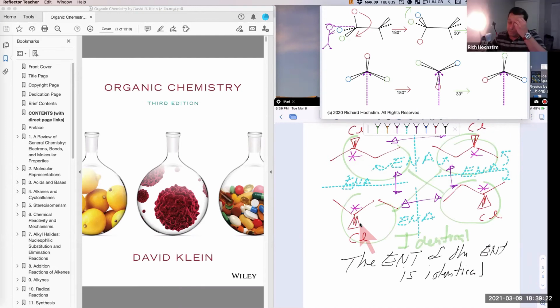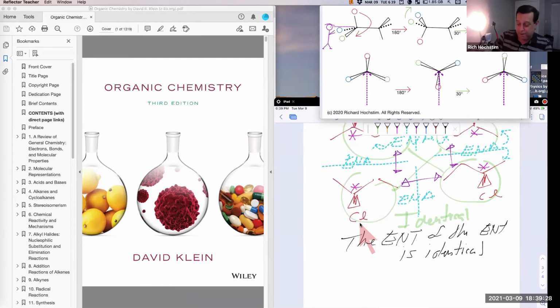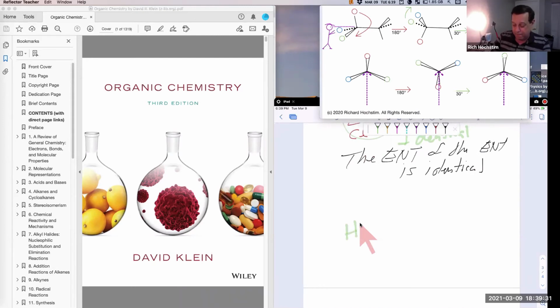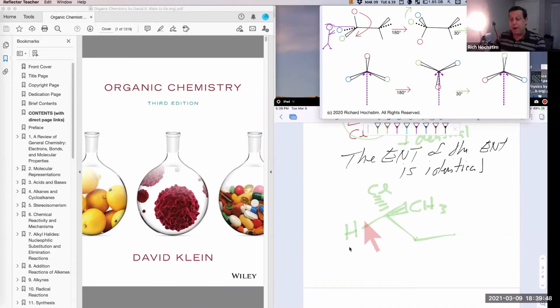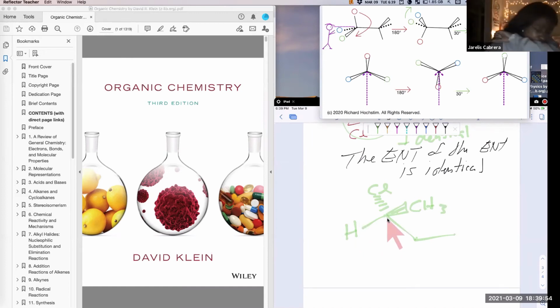Now the thing is that I kind of wanted to finish something here. It may not be the same one we had. It's close. All right. We're going to have to figure out whether this is R or S. The problem is that here, the low priority group is going to be in the plane.